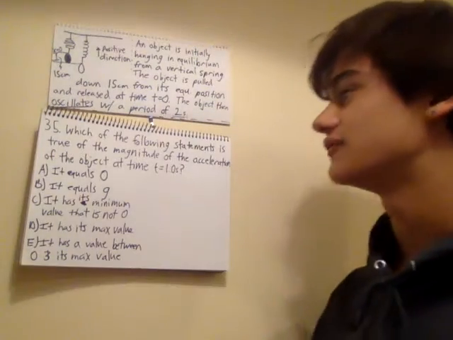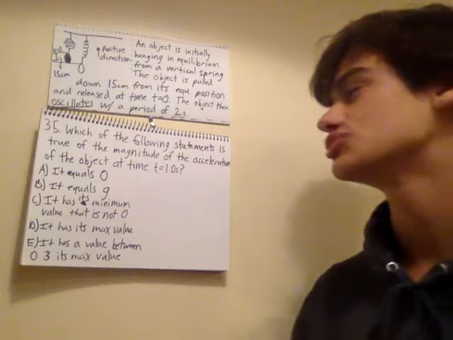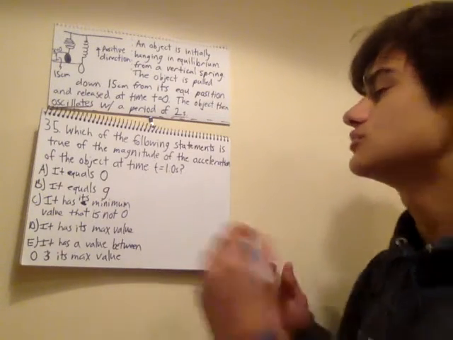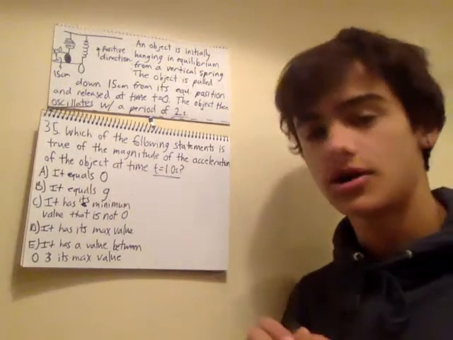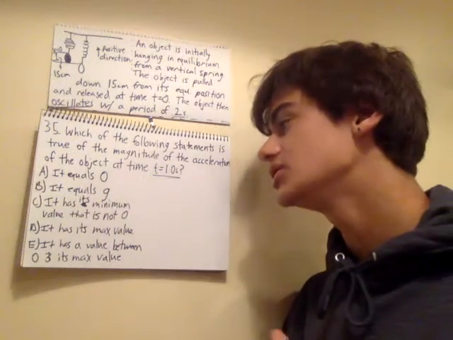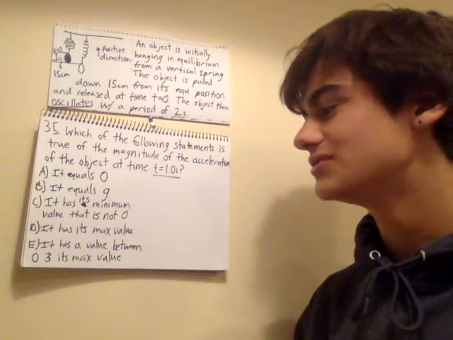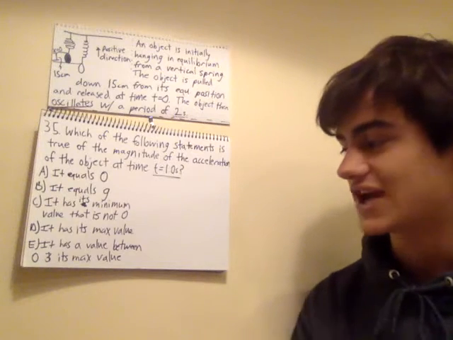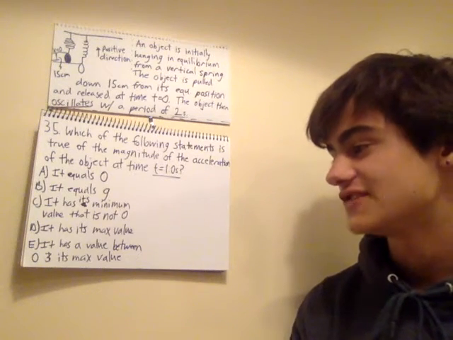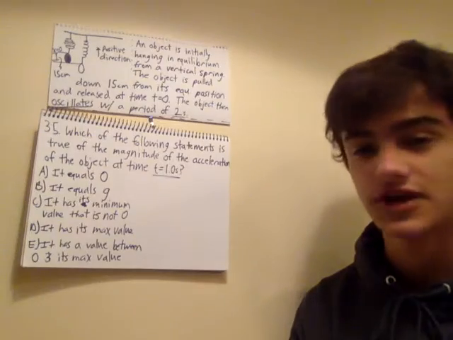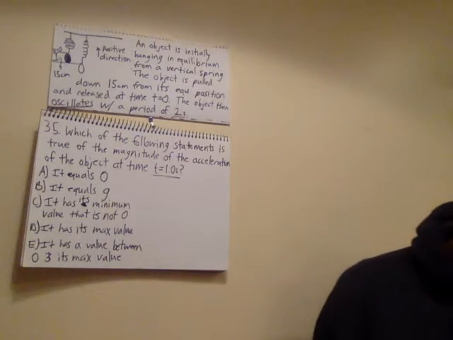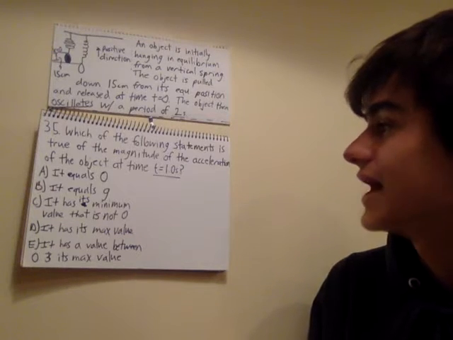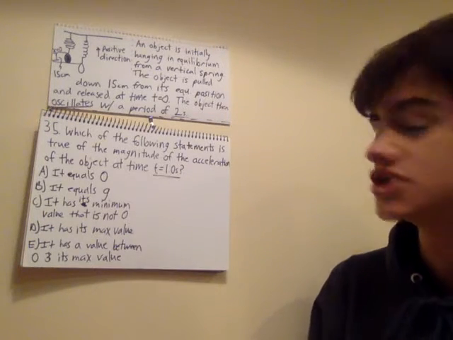Now, problem 35. Which of the following statements is true of the magnitude of the acceleration of the object at time t equals 1 second? Our options are A, it equals 0, B, it equals g, C, it has its minimum value that is not 0, D, it has its maximum value, and E, it has a value between 0 and its maximum value. So what we're looking at here is trying to find the magnitude of the acceleration at a certain time.